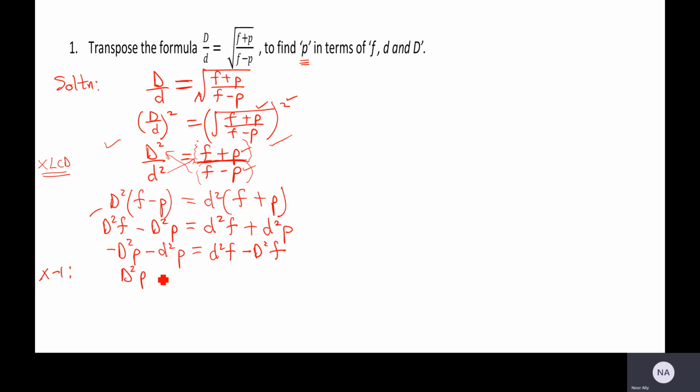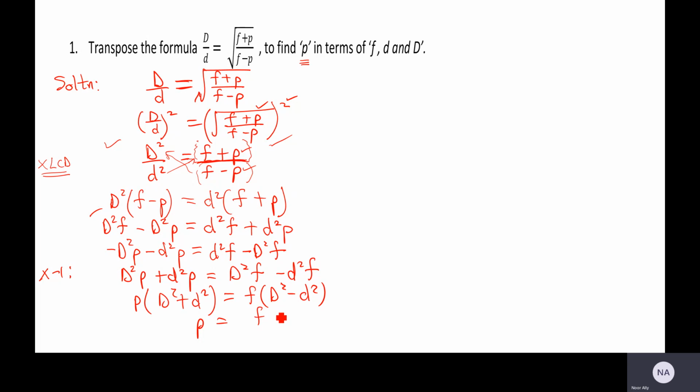So I get D squared P plus small d squared P. This is going to change sign: D squared F minus small d squared F. Remove P as a common factor, and here I can remove F as a common factor, and there you go, P is equal to F times (D squared minus d squared) over (D squared plus d squared).